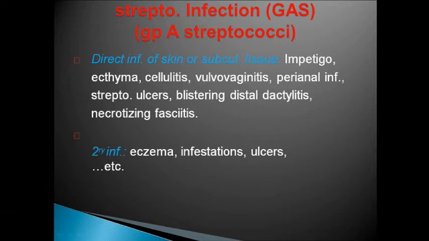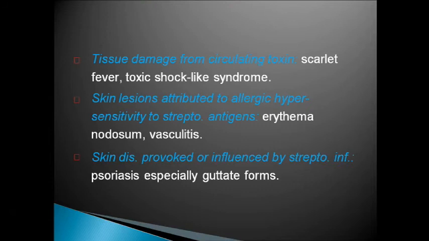It again causes impetigo, ecthyma, cellulitis, and necrotizing fasciitis, and it may also infect pre-existing infections. Suppose somebody has some fungal infection, a secondary streptococcal infection can occur over the pre-existing infection. Okay, so we have discussed the main bacteria, that is Staphylococcus and Streptococcus.